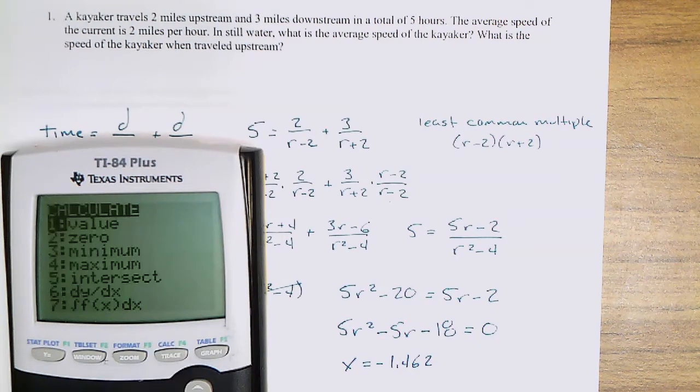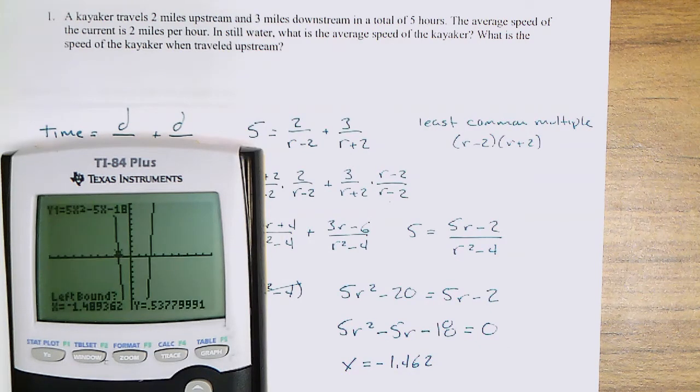And I'll do this again. So second trace, 0. This time I'll bring my cursor over until it's over here on the right side, still below for the left, enter. Come above for the right, enter, enter again to guess, and I have x equals 2.462.